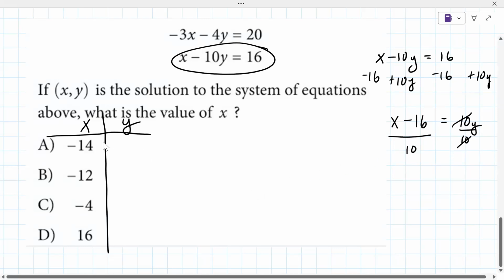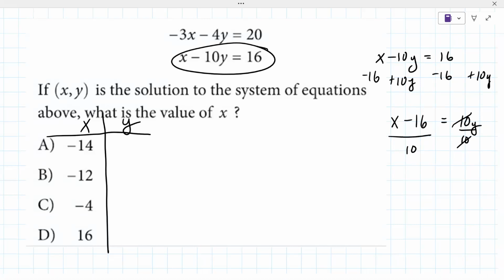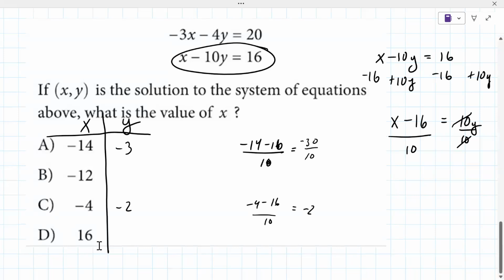So for example, minus 14 minus 16 divided by 10, what does that become? Negative two. Close. Give that one more look. You get negative 30 over 10. Oh, negative three. Negative 3. Now, negative 4 minus 16 over 10, that's the one that's negative 2. Oh, okay. Tell me what the last one becomes.